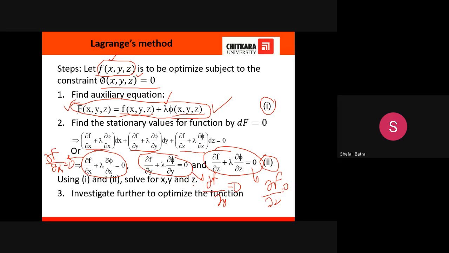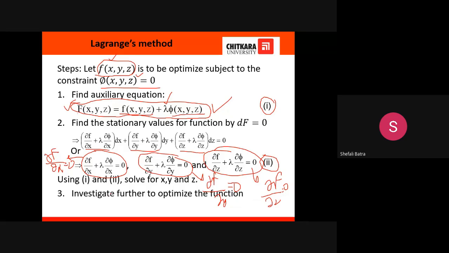What is the meaning of this? Sometimes it happens, rather, this is the disadvantage of the Lagrange method: you cannot tell whether this function is going to be maximum or minimum, right? To do that work, you need further investigation. You need to do some investigation just to check whether this function is maximum or minimum. This is the disadvantage of the Lagrange method.